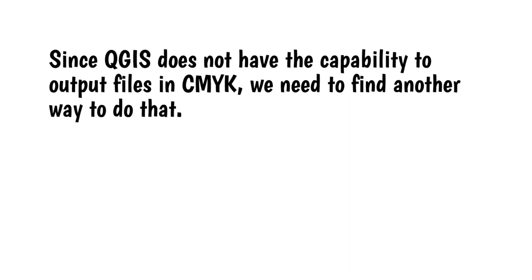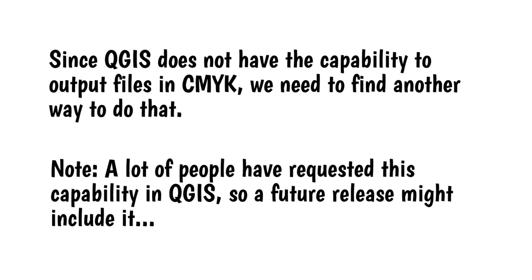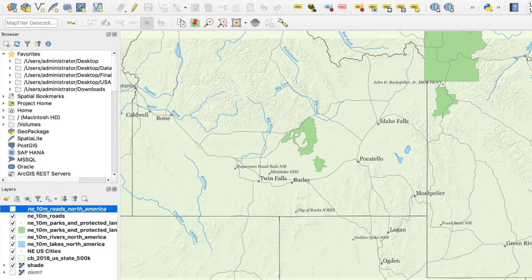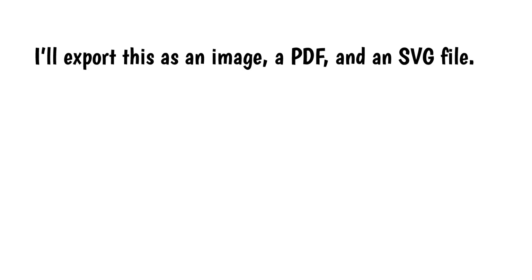Since QGIS does not have the capability to output files in CMYK, we need to find another way to do that. Note, a lot of people have requested this capability in QGIS, so a future release might include it. For these examples, I'll use a simple map that includes shaded relief. Here it is in QGIS. I'll export this map as an image, a PDF, and an SVG file.